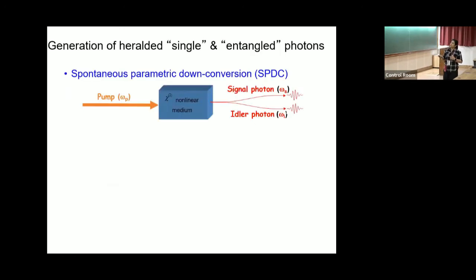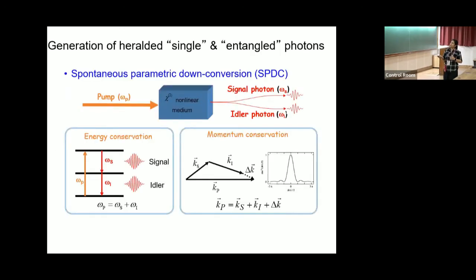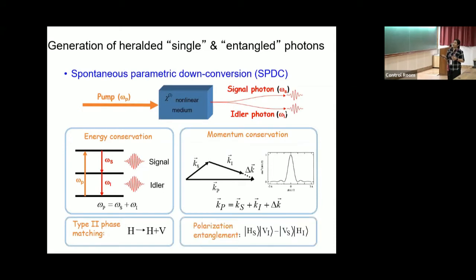Now the techniques of producing single and entangled photons. This is actually the popular technique, spontaneous parametric down conversion, that I just talked about. It's a second order nonlinear optical technique. And here you have a nonlinear medium, chi2. You have a single pump beam of frequency omega p that can be used to pump your crystal, and thereby it splits into two photons of lower frequency, signal and idler.